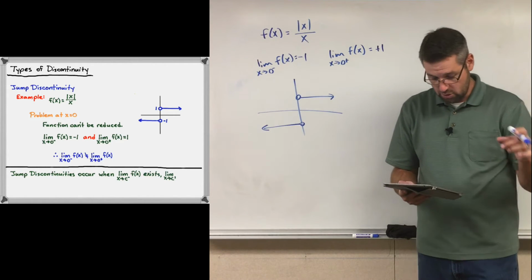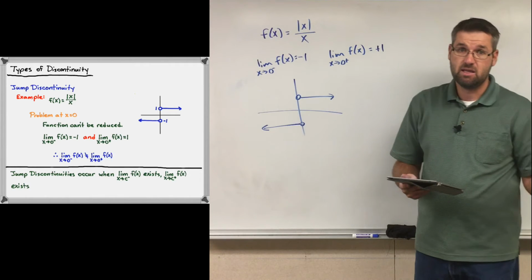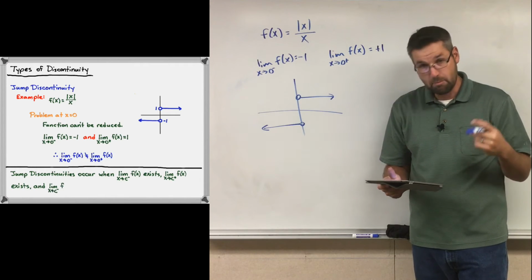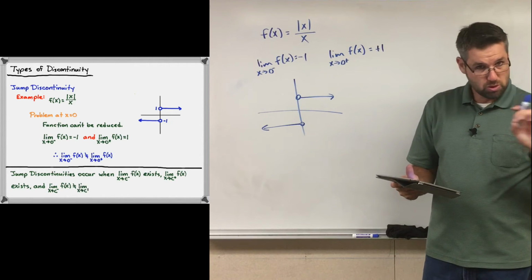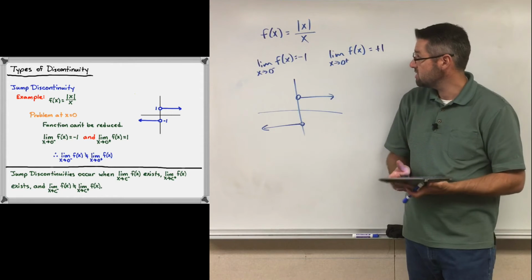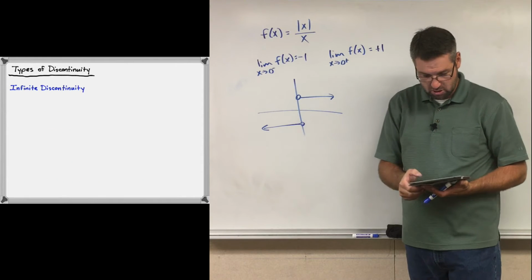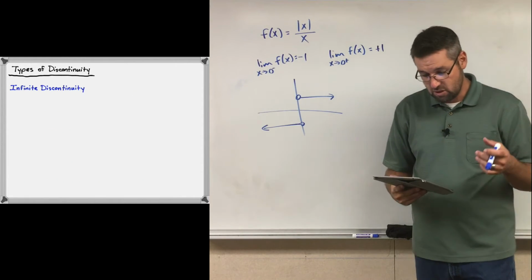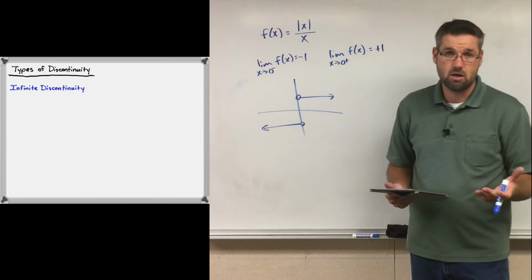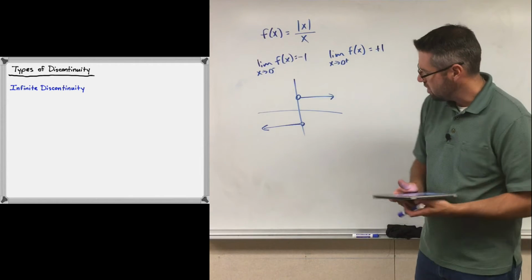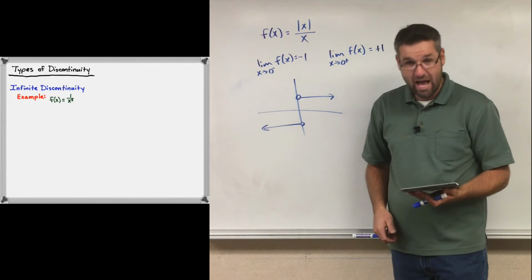A jump discontinuity is when specifically the left-hand limit and the right-hand limit both exist, but they do not equal each other. In this case, the limits exist, but they're not the same. Okay, so that's a jump discontinuity. The next type of discontinuity is called an infinite discontinuity. Well, that's actually our vertical asymptotes.